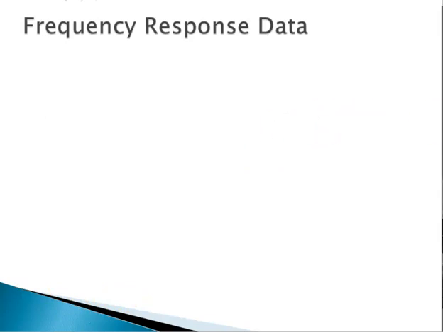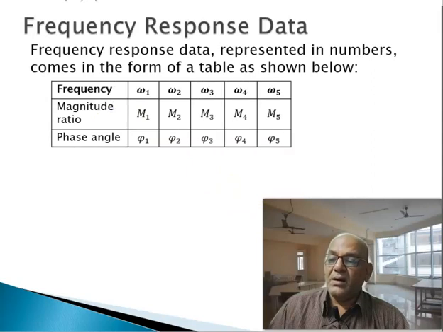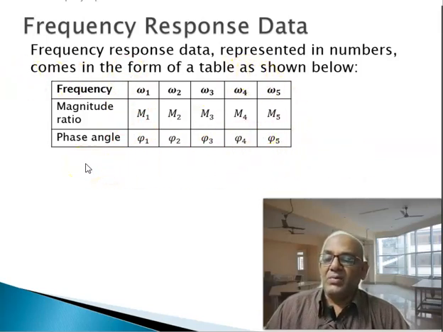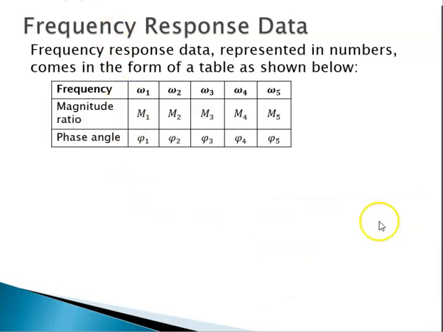Typically, when you say frequency response data, this data comes in the form of a table as shown here. You have frequency in one row, magnitude ratio C0 divided by R0 in another row, and phase angle in a third row. You may have them in 3 columns. It really doesn't matter. Okay, this table is what we mean when we say frequency response data. There are 2 ways in which you can represent this data.